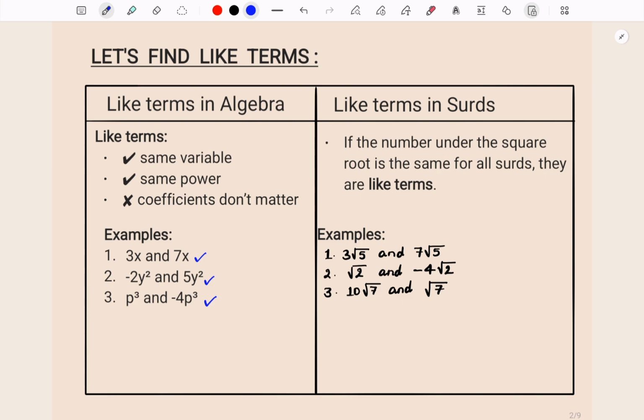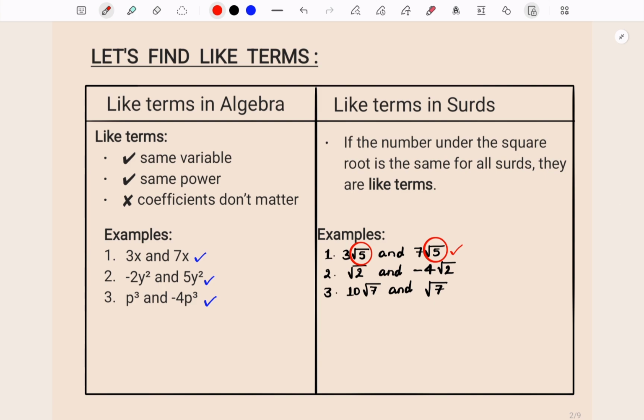Now let's talk about like terms in the world of surds. Here, if the number under the square root is the same for all surds, they are like terms. Let's look at some examples. Here we have 3 root 5 and 7 root 5. Look closely that the number under the root is 5 in both the numbers. So these are like terms.